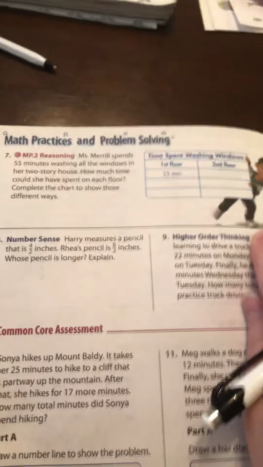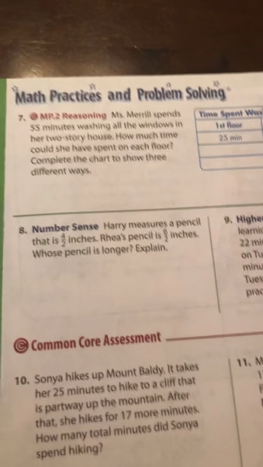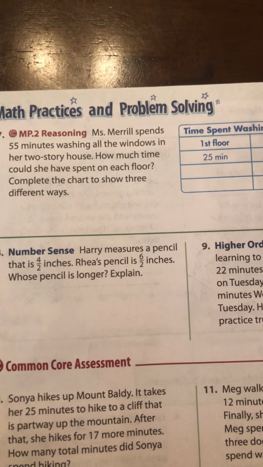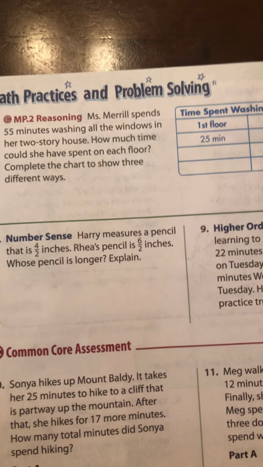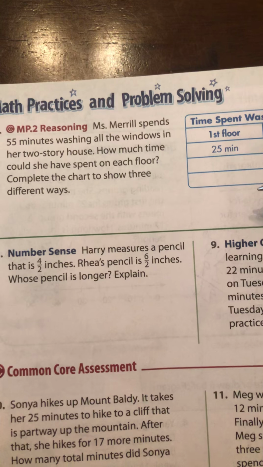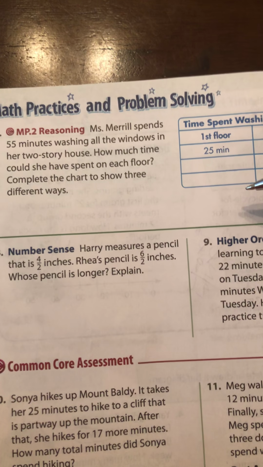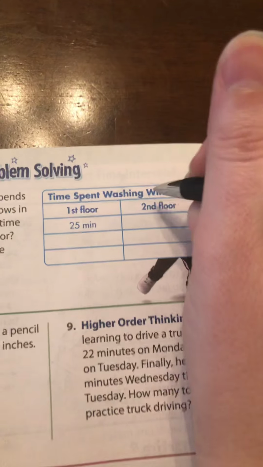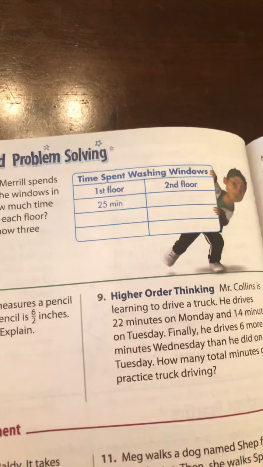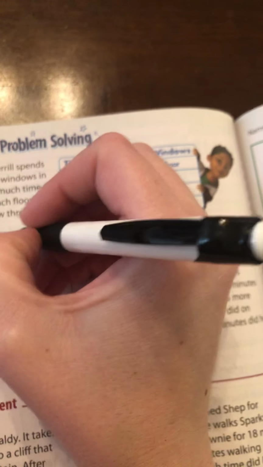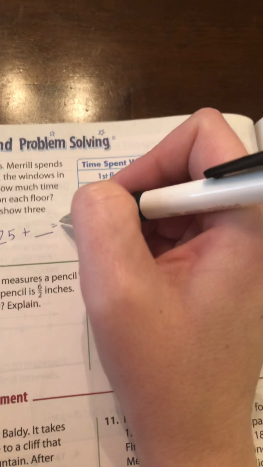Okay? On to the word problems. Miss Merrill spends 55 minutes washing all the windows in her 2-story house. She is awesome. How much time could she have spent on each floor? Complete the chart to show 3 different ways. Okay? So this is just your addition combinations. So we have 25 plus some number is going to equal 55.